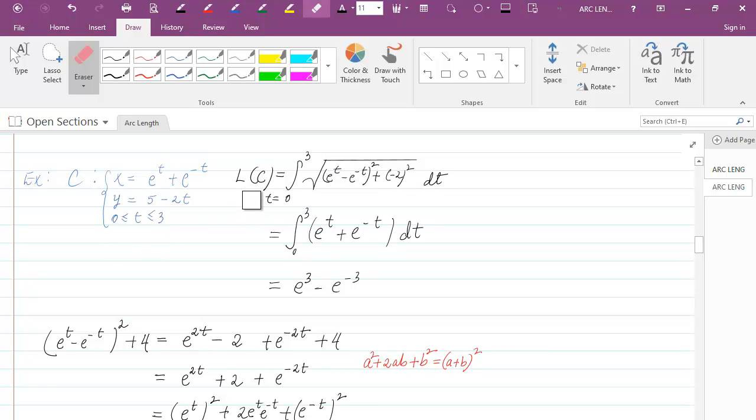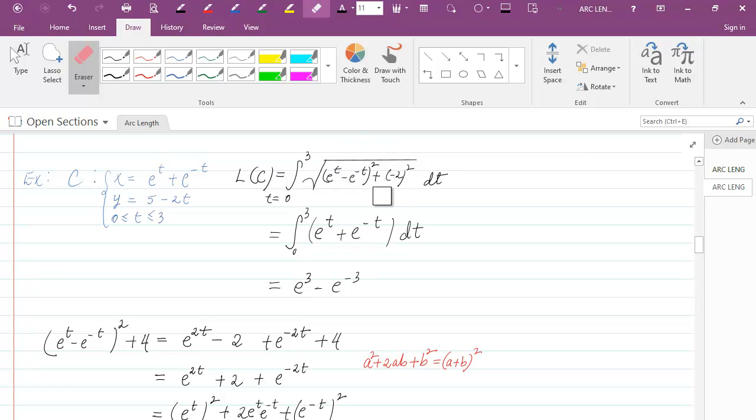Now the length of C is then the integral from 0 to 3 of the square root of the following quantity. The first quantity here is the derivative of x with respect to t, squared. The derivative of x is e to the t minus e to the minus t, and then we have to square that. And the derivative of y with respect to t is negative 2, so we have to square that here. So then we get this integrand here that we need to integrate.